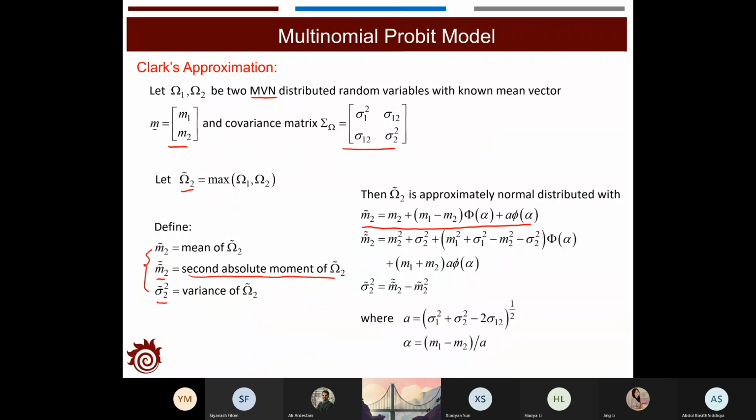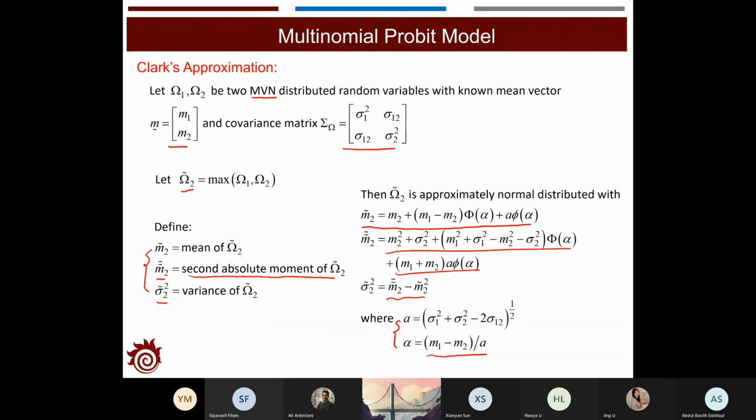So here it's still phi alpha, sorry. It's still phi alpha. So M2 tilde is determined by this equation. And also we can get sigma 2 squared as M2 double tilde minus M2 tilde squared. And here A is the square root of sigma 1 squared plus sigma 2 squared minus 2 times sigma 1 2. And alpha is (M1 minus M2) divided by A.